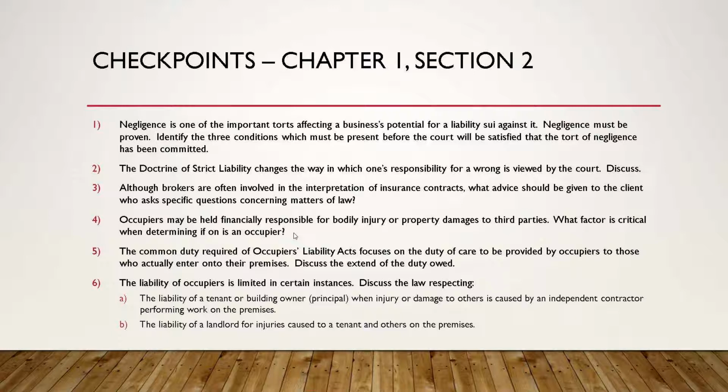The liability of occupiers is limited in certain instances. Discuss the law respecting the liability of a tenant or building owner when injury or damage to others is caused by an independent contractor performing work on the premises. So the tenant or owner wouldn't be liable for the negligence of an independent contractor as long as it can show that reasonable care was exercised in choosing that contractor. So they reasonably expected that the contractor would do the right job and that it was reasonable that the work the independent contractor was engaged to do should have been undertaken.